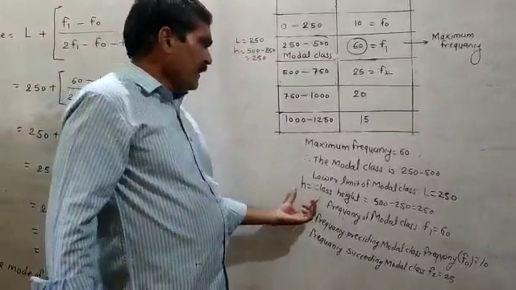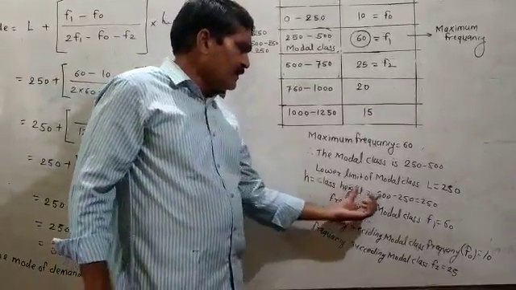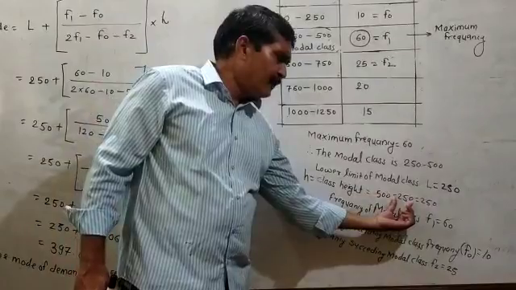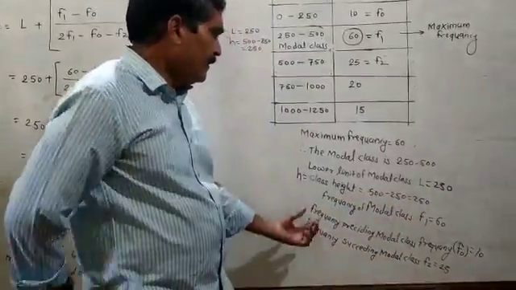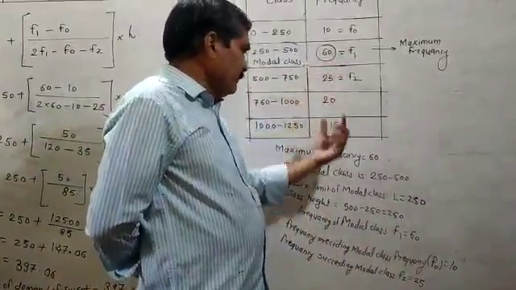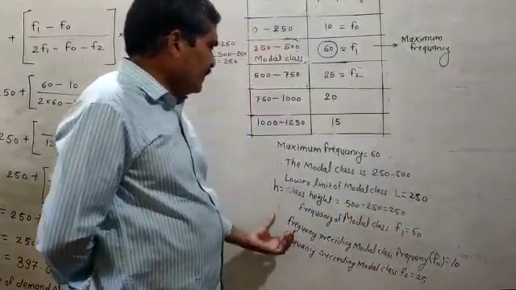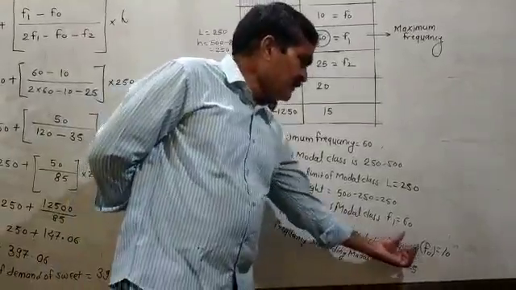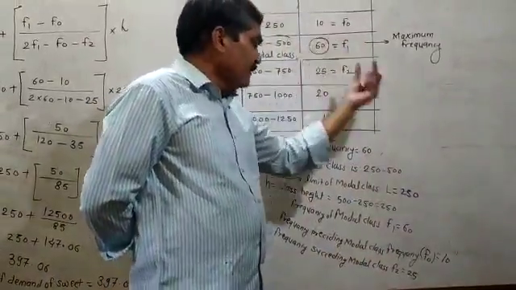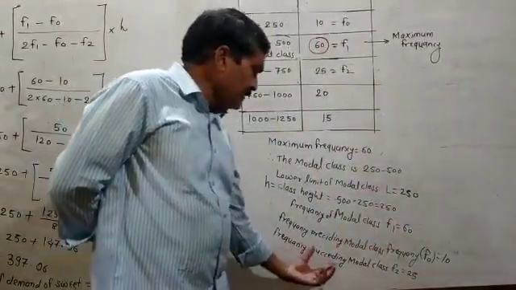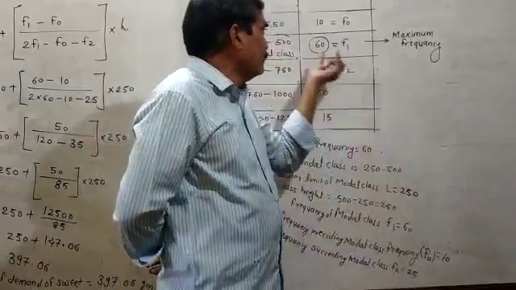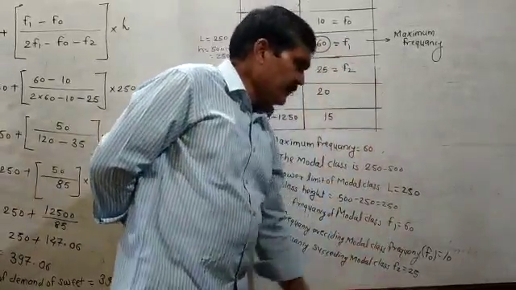Then you have to find out the class height. h is equal to upper limit minus lower limit of the modal class, which is equal to 250. Then this one is called the frequency of the modal class, denoted by F1. The frequency preceding the modal class is denoted by F0. This one is 10. And the frequency succeeding the modal class is F2. This one is 25.